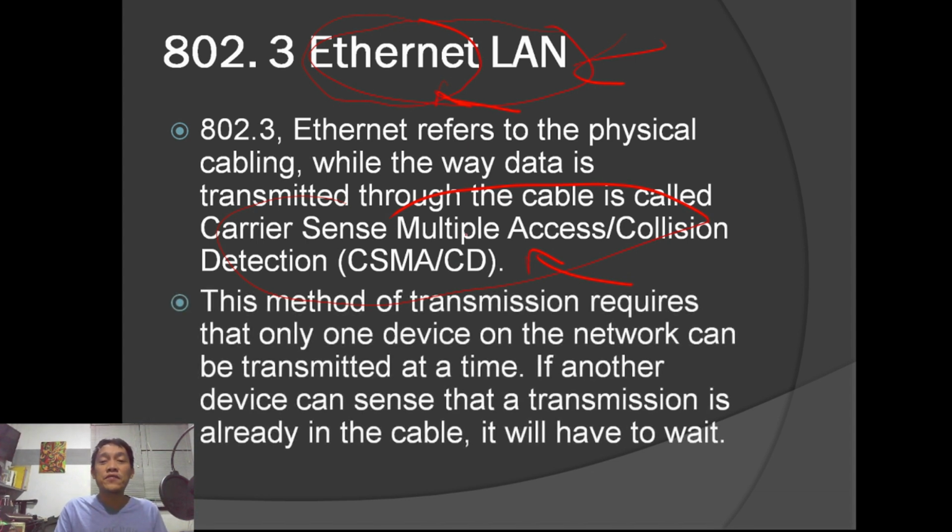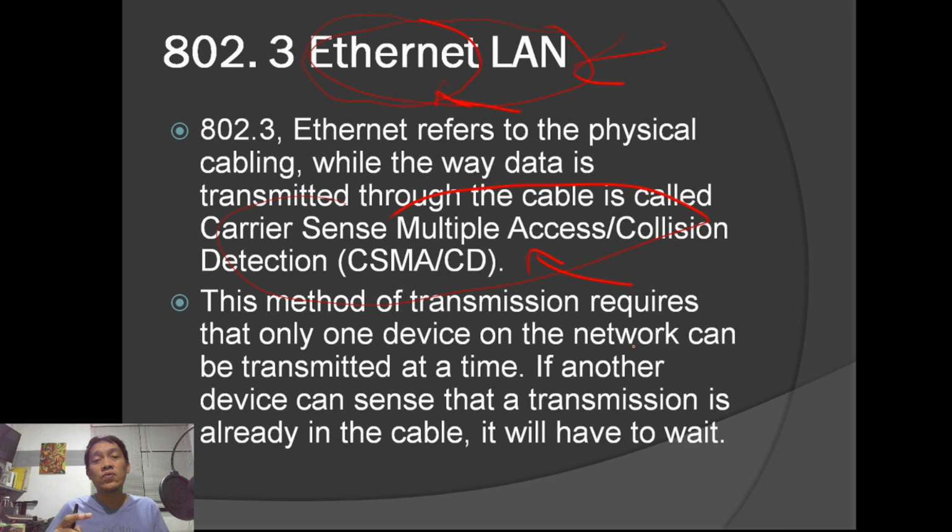This method of transmission requires that only one device on the network can transmit at a time. If another device senses that a transmission is already in the cable, it will have to wait. Always remember that in computer networks, there's a possibility that two or more computers can send on the network at the very same time. If that happens, your data will collide, and there will be no data transmission.